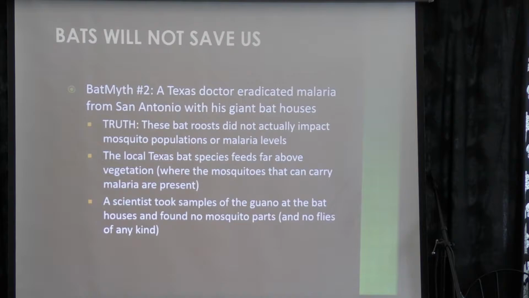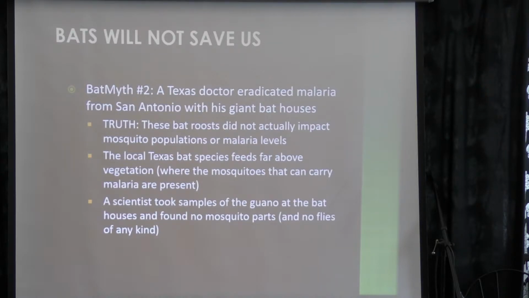So when I saw this story, I could tell that it was urban legend material, and I started to do some background research, and I found this study from 1911 where scientists were like, this guy said he got rid of malaria in San Antonio, and that doesn't make any sense. How could he have done that with just bat houses? And so they went out to the sites, and they took guano samples, and they found no evidence of any mosquito parts in any of the guano. So the bats weren't eating mosquitoes.